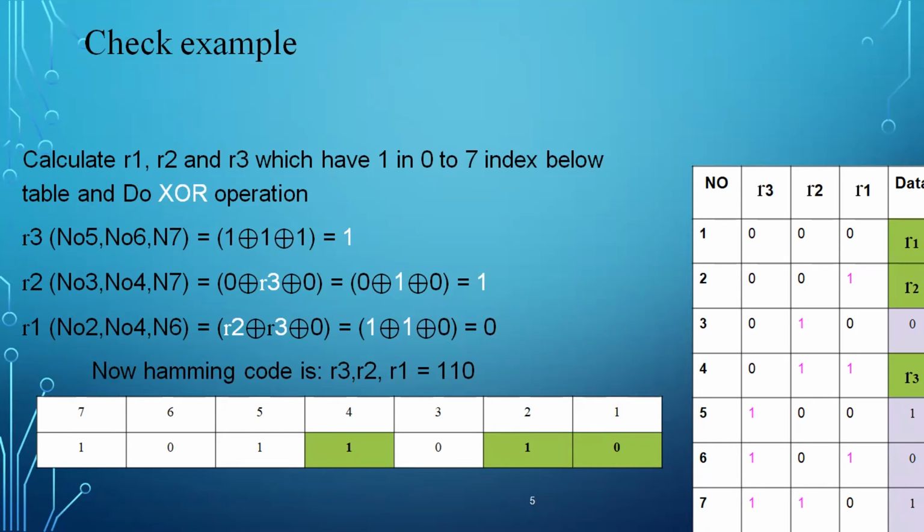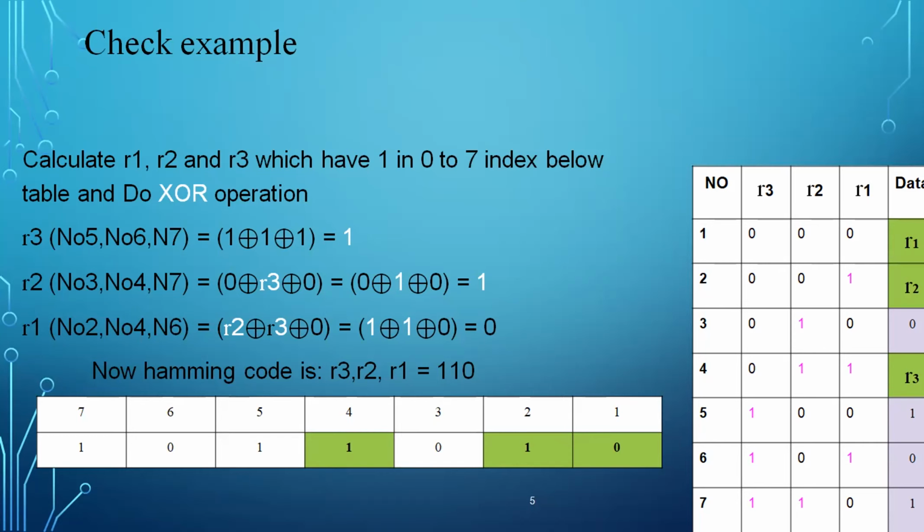R3: 1 XOR 1 XOR 1, then the output is 1. That means for two same inputs the output is 0, and for 1 and 0 the output is 1. R2 covers positions 3, 4, and 7, which have 1.